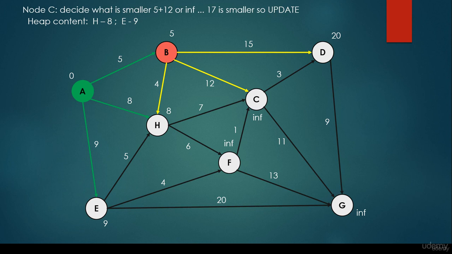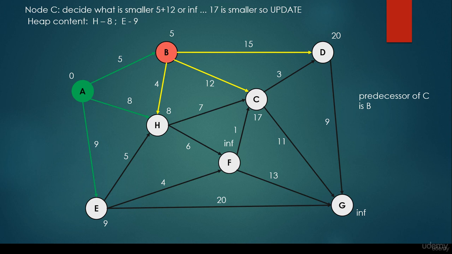Okay, for the node C we have to decide what's smaller, 5 plus 12 or infinity. Why? Because 5 is the minimum distance to get to B, and it takes another 12 units to get from B to C. So that's why 17 is smaller than infinity, so we have to update it, and we have to update the predecessor of C pointing to B.